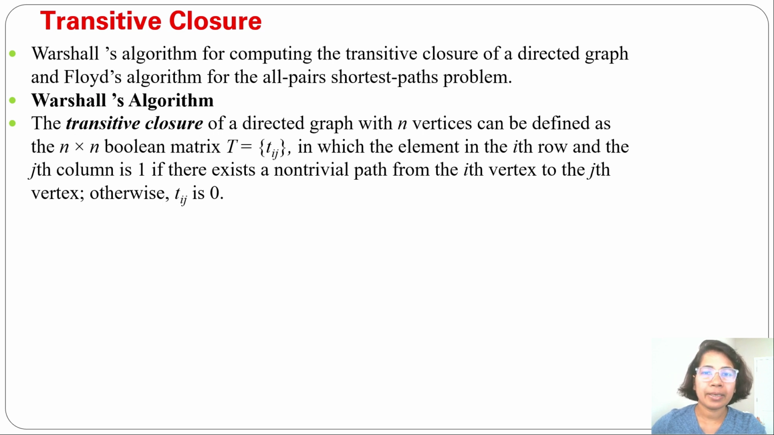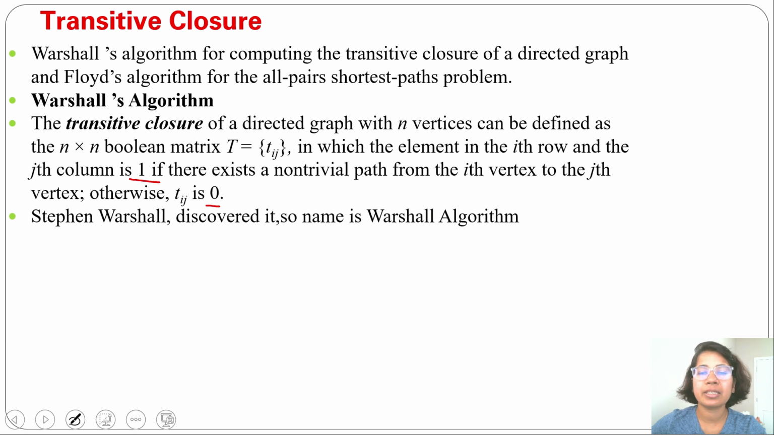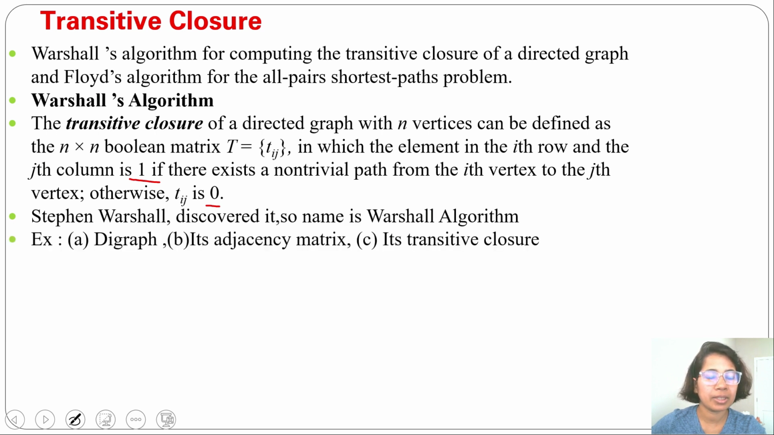If a direct or indirect path exists, it will be 1, else it will be 0. So transitive closure of a directed graph with n vertices can be defined as an n cross n Boolean matrix T equals Tij, in which the element in the ith row and the jth column is 1 if there exists a non-trivial path from ith vertex to jth vertex, otherwise Tij equals 0. Stephen Warshall discovered the algorithm, so the name is Warshall algorithm.